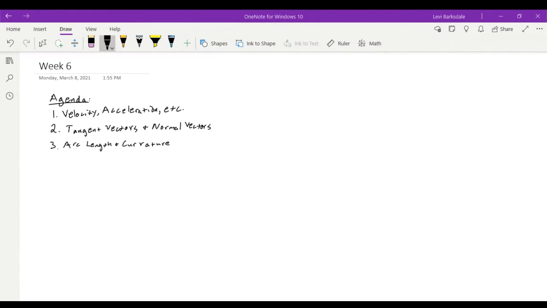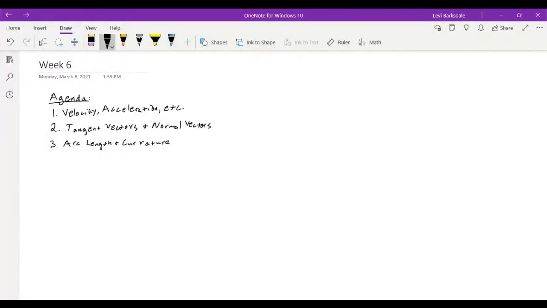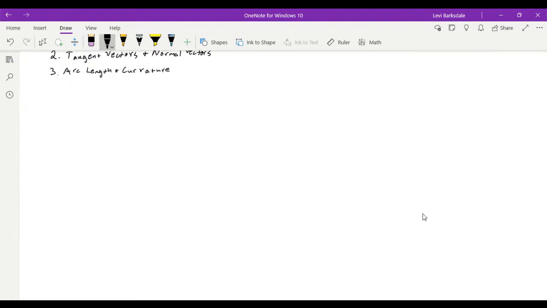All right, welcome everyone to the Week 6 Math 2419 Weekly Review. This one will be covering velocity, acceleration, and position vector valued functions. We'll also be going over tangent vectors and normal vectors, and lastly we'll talk about arc length and curvature. All right, so we'll go ahead and start.